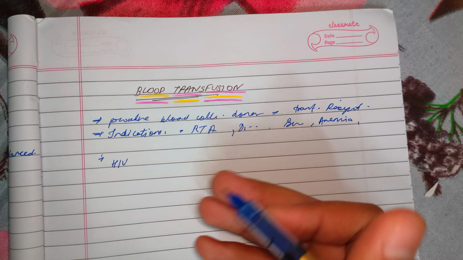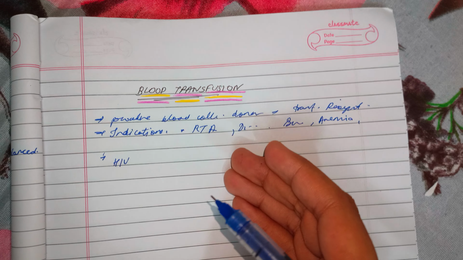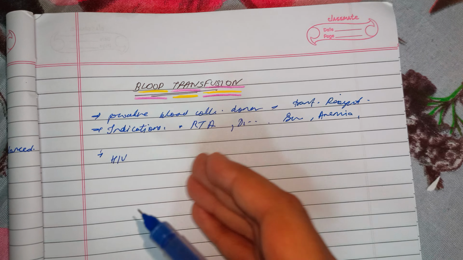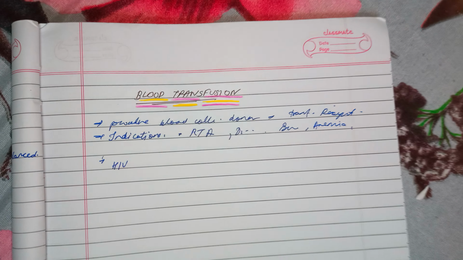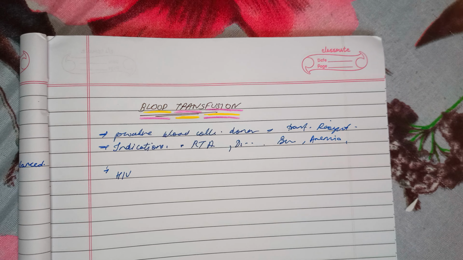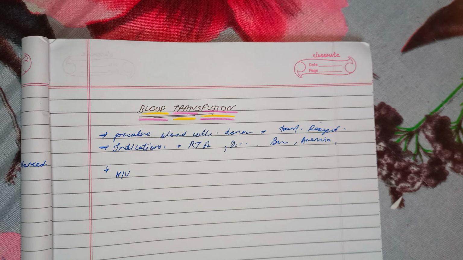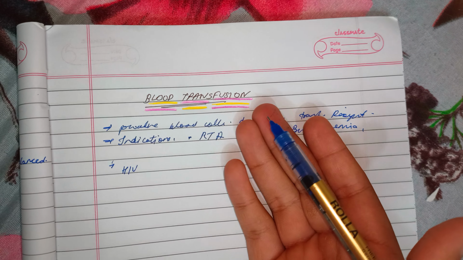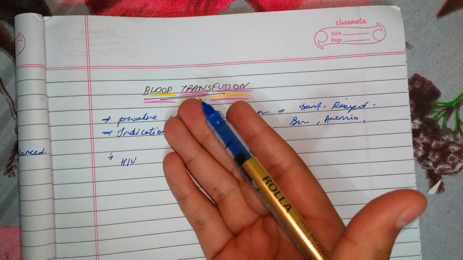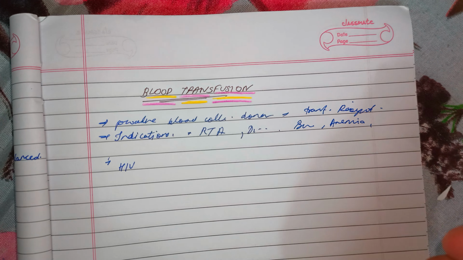Then it is collected under strict aseptic precautions. Aseptic precautions are very necessary, and it is collected from the antecubital vein. We know all that, the antecubital vein near the cubital fossa. It's easy, like the anterior aspect of your elbow joint. It is collected into a collecting bag mixed with anticoagulant. Obviously you need an anticoagulant such as heparin or acid citrate dextrose.